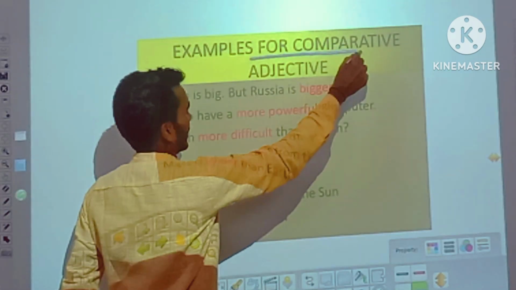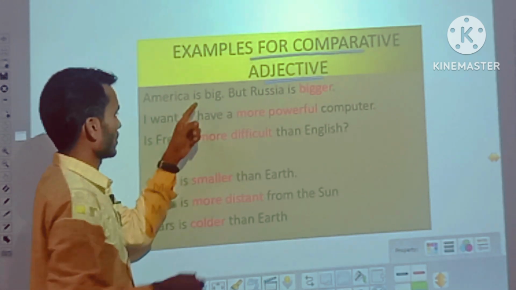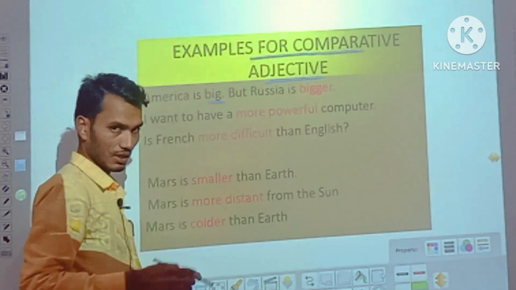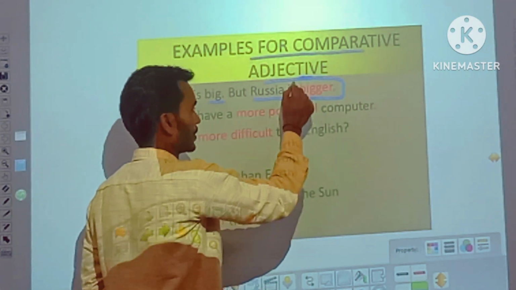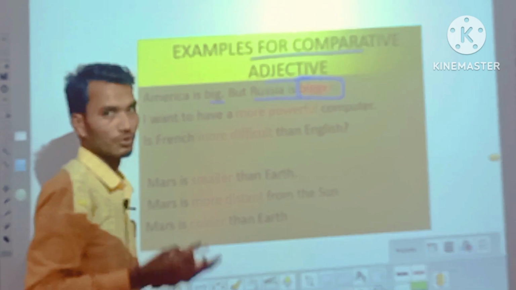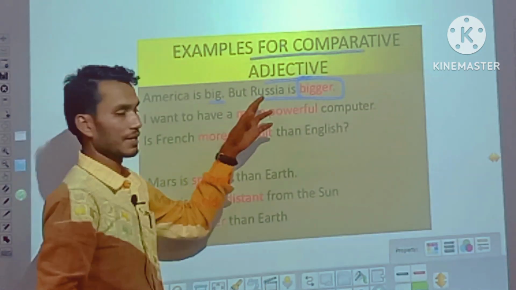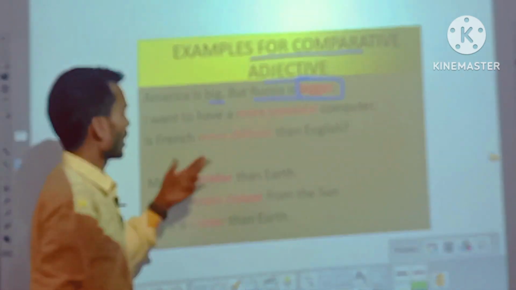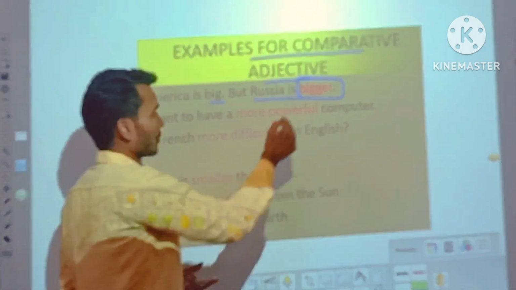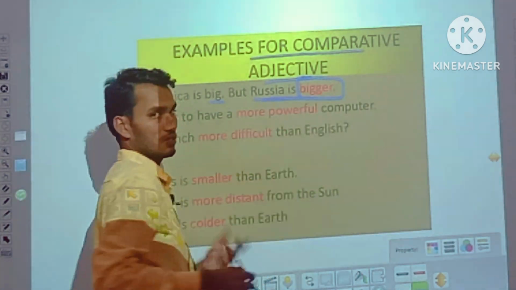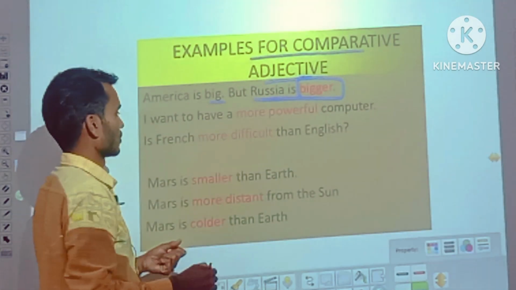Look at the example. America is big, but Russia is bigger. Here bigger is a comparative adjective which compares America and Russia. America is a big country, but compared to America, Russia is bigger. So here bigger is a comparative adjective.